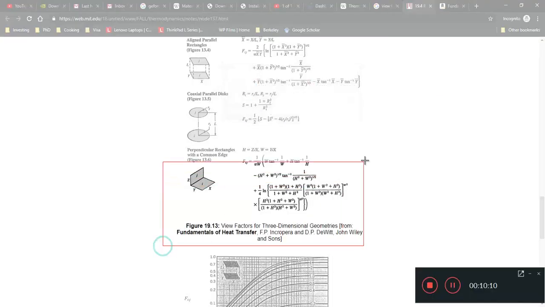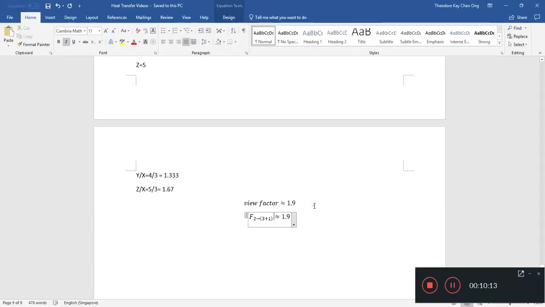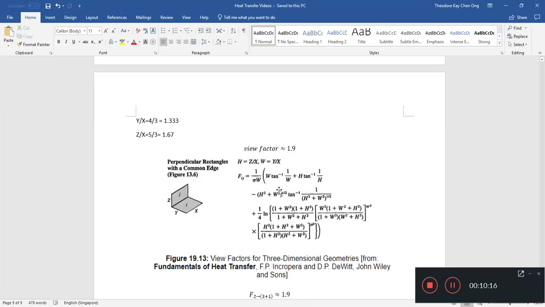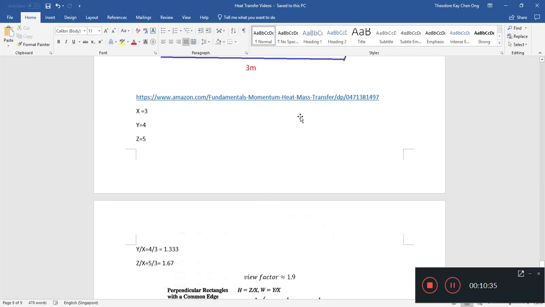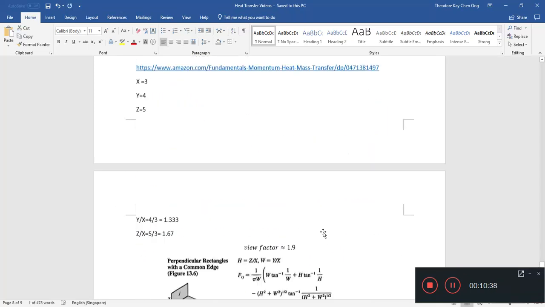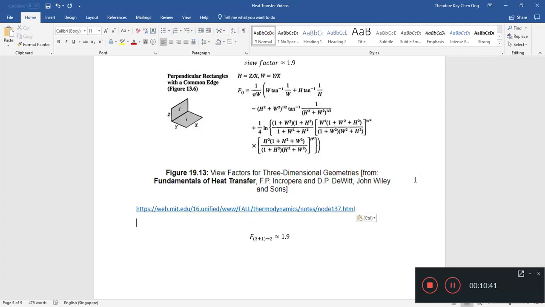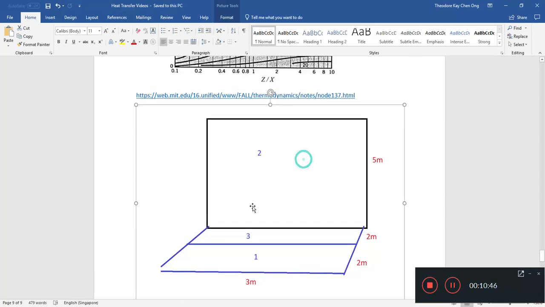Come on, snipping tool. So we don't know what the view factor is yet, but Fi to j, so it's actually 3 plus 1 to 2. Of course, if you go the other way around, then it'll be slightly different. But I want you to notice something about the integral. So this is F3 plus 1, which is this bottom going to the top.